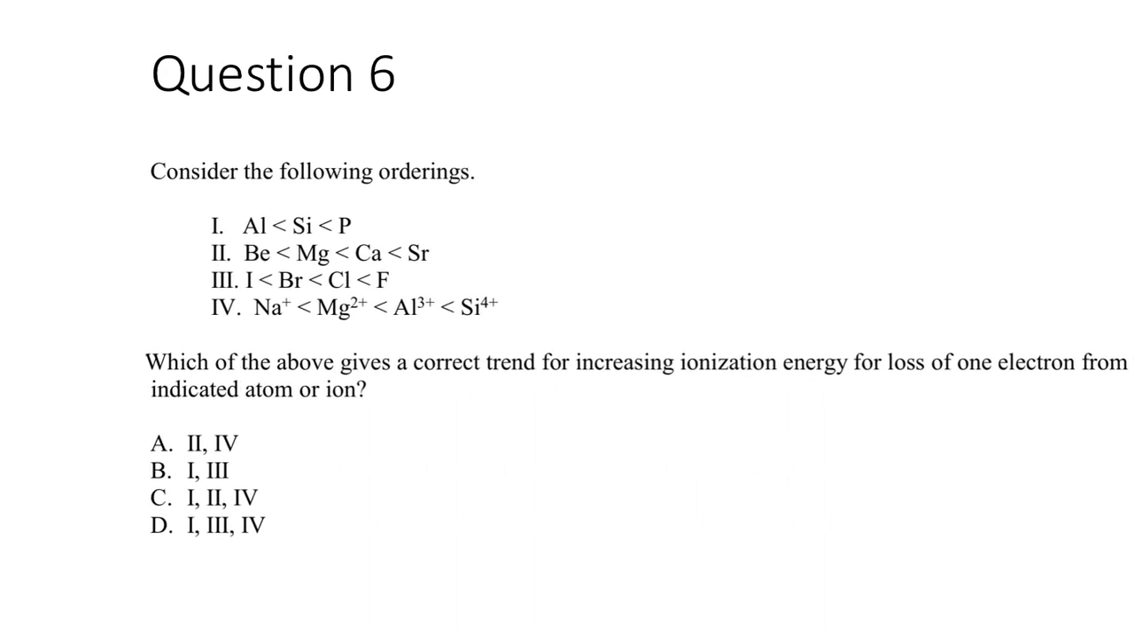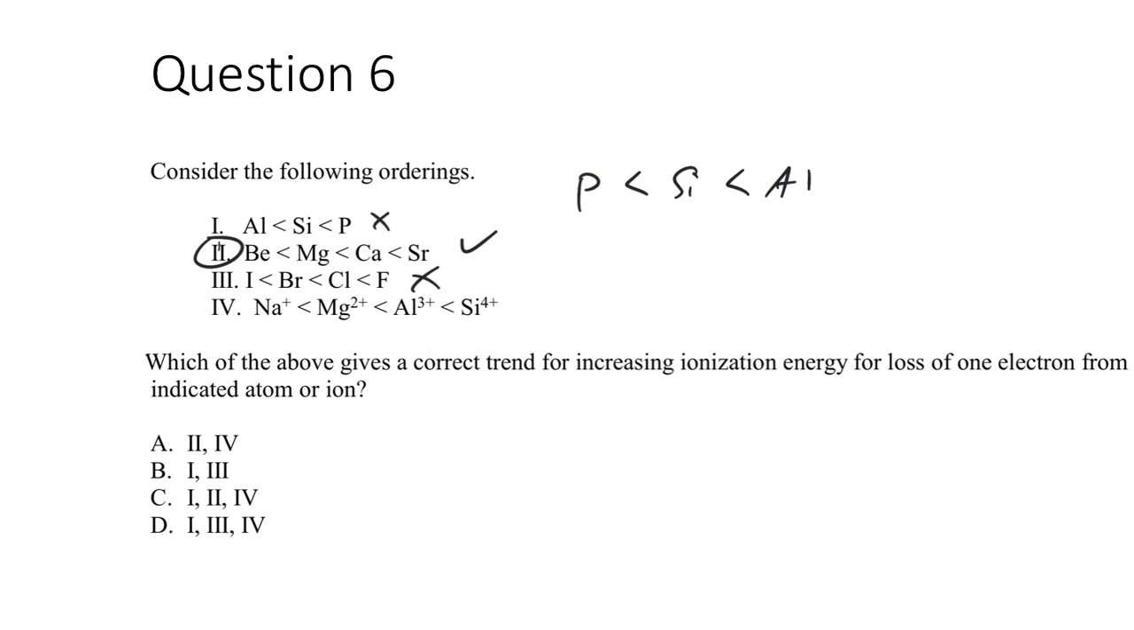Question 6, consider the following pairings ranked on size. So aluminum, silicon, phosphorus. That would appear to be wrong because these are all left to right elements, so phosphorus should be smaller than silicon, smaller than aluminum. Beryllium less than magnesium, less than calcium, less than strontium. That is true because that's down the beryllium group. As you go from top to bottom, size increases. So that looks correct. Iodine less than bromine, that's incorrect. Fluorine's the smallest.